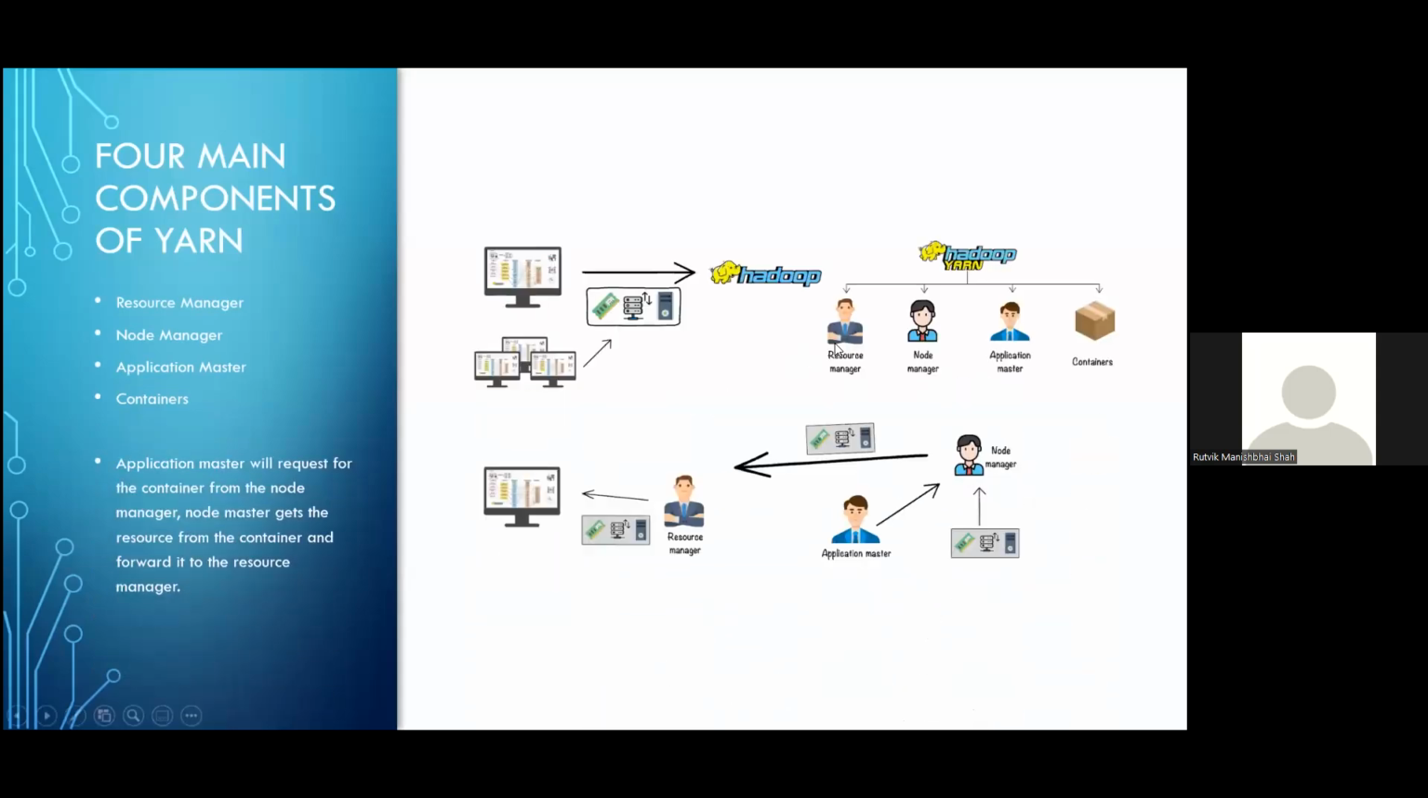So basically there are four main components of YARN. The first one, as we can see in the figure on the very right side, is the resource manager, then we've got the node manager, application manager, and container. So what basically happens is, once the task of the MapReduce is done, the application master sends the request for accessing the resources to the node manager.